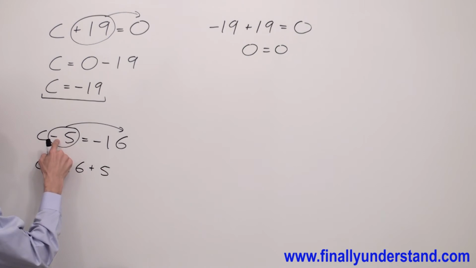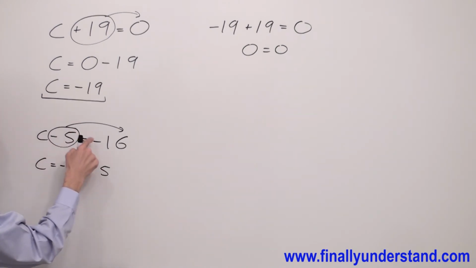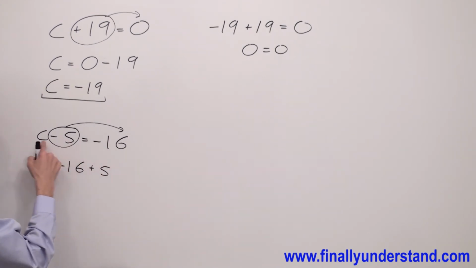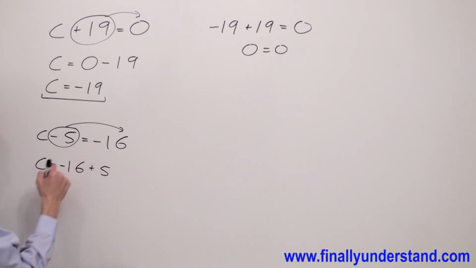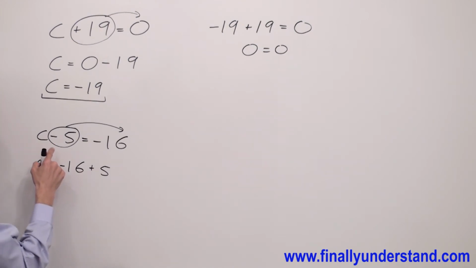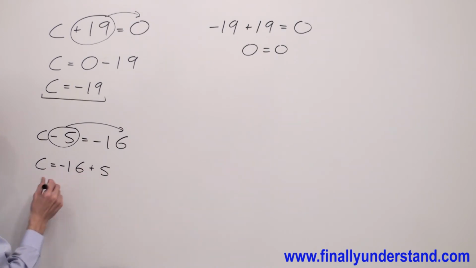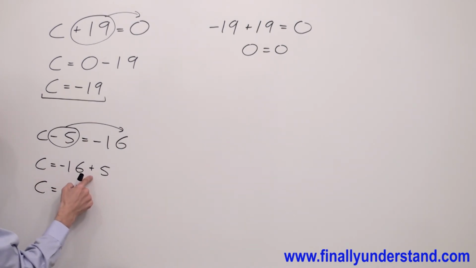Remember, anytime we move the variable or number to the other side of the equal sign, when the rest of the equation stays at the original positions, we have to change the sign from negative to positive in this case. So I'm going to have c equals negative 16 plus 5.